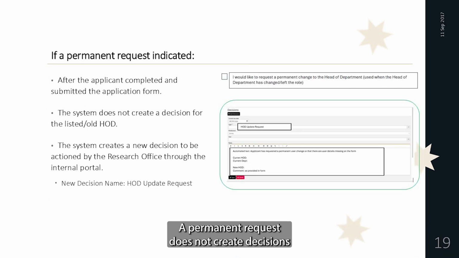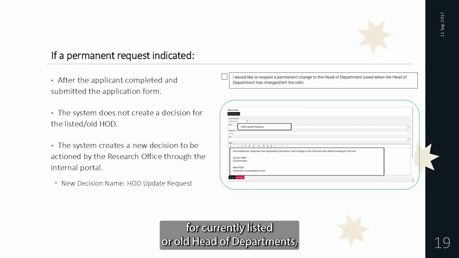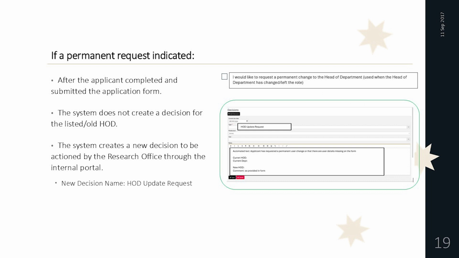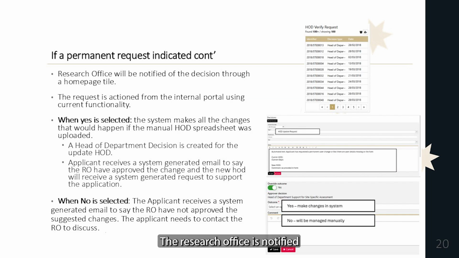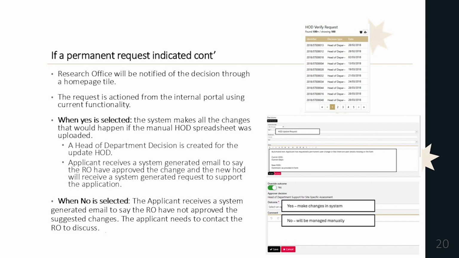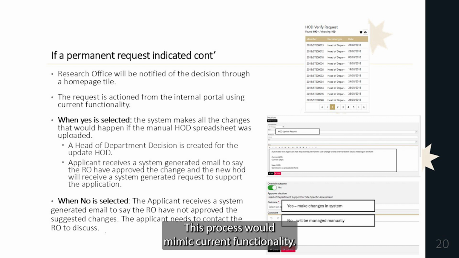A permanent request does not create decisions for currently listed or old header departments. A new decision is created for the Reviewing Research Governance Office's action. The Research Office is notified of the decision via a homepage tile, which requires actioning. This process would mimic current functionality.